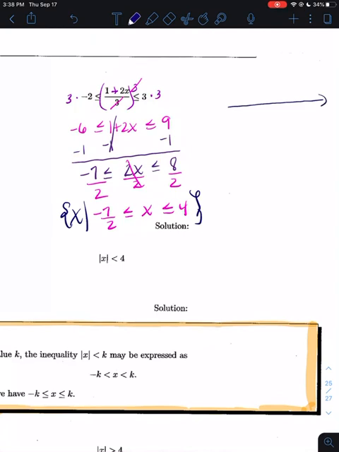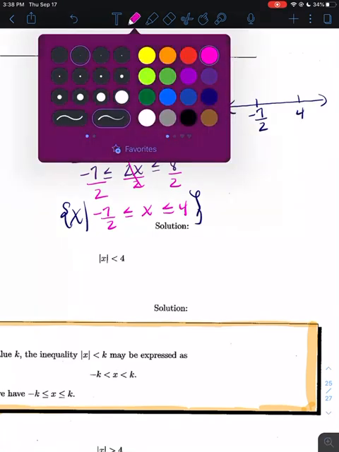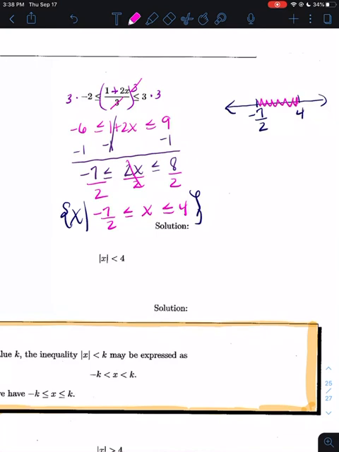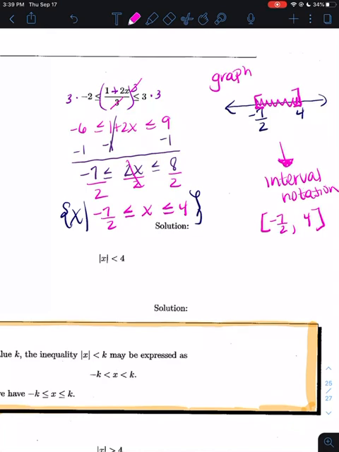All right, if I go to my graph, draw my little number line, the only 2 numbers I care about is negative 7 over 2 and 4. And you're shading between the 2 numbers. Because this is less than or equal to on both sides, I'm going to put a bracket around my shading on both sides. So this is my graph. This leads me to my interval notation answer. Interval notation, again, is just a short version of your graph. So it's going to be bracket, negative 7 over 2, comma, 4, bracket.